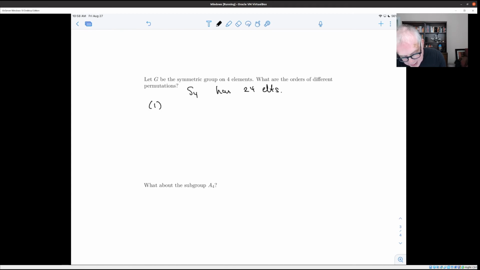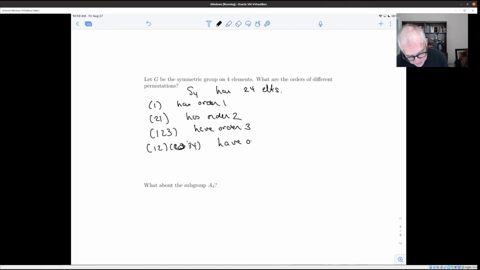There's the trivial element. It has order 1. There are the transpositions. They have order 2. There are the 3 cycles. They have order 3. There are the products of disjoint transpositions. They have order 2. Because when you multiply disjoint transpositions, remember that they commute with one another. So (1 2)(3 4) times (1 2)(3 4) is just the identity. And then there are the 4 cycles, which have order 4.